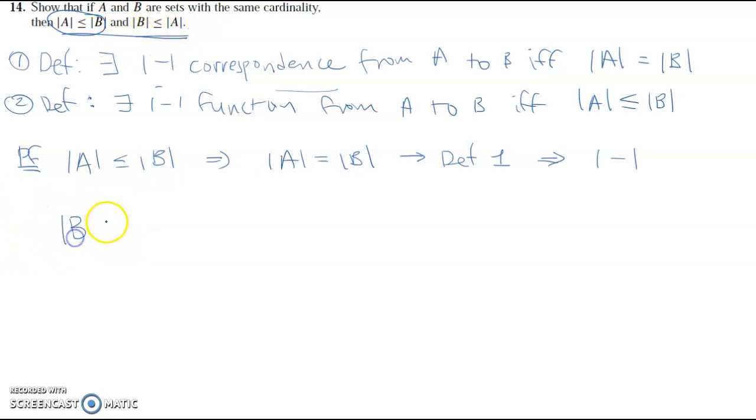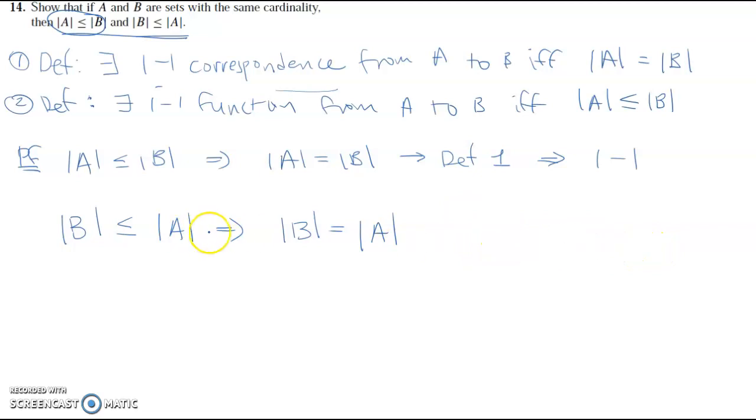From the second part, the cardinality of B is less than or equal to that of A. From this, I'm going to try to show that the cardinality of B equals the cardinality of A, because that's what it's suggesting. And it's pretty much the same thing. This is by the definition of 2. We're going to define this as a function, which also gets to the definition of one-to-one correspondence.